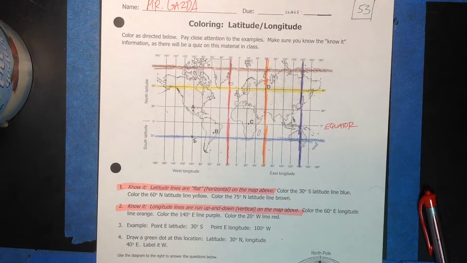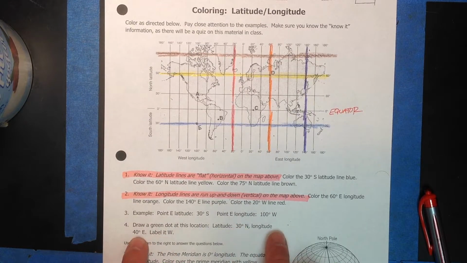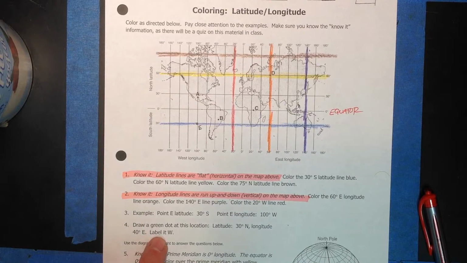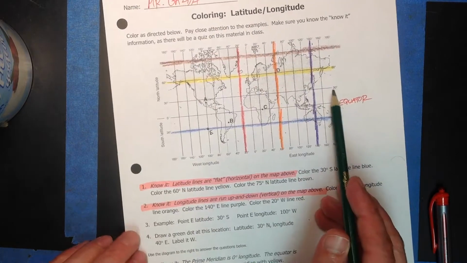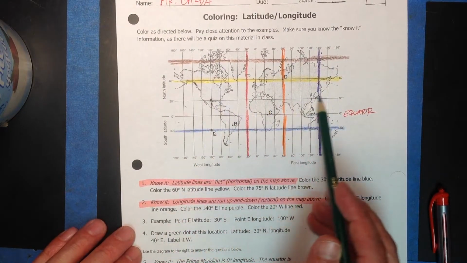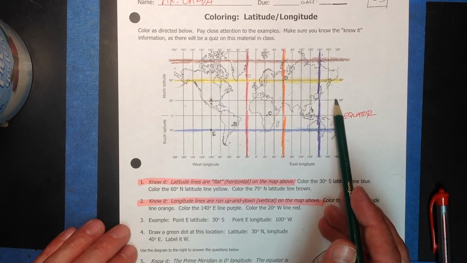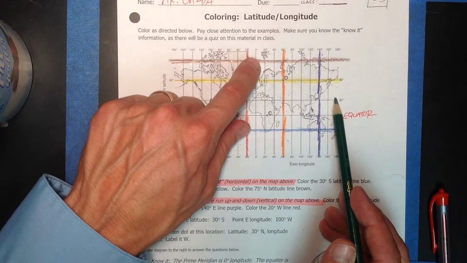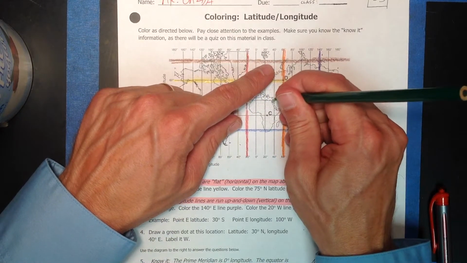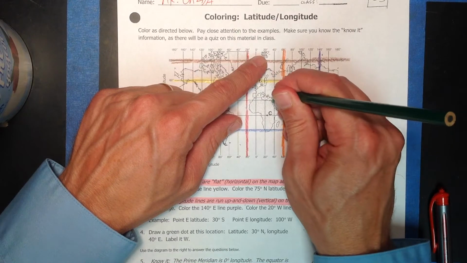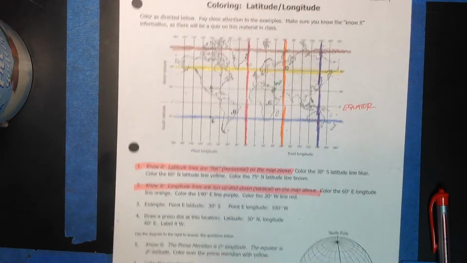So, 4, draw a green dot at this location. 30 degrees north, 40 degrees east. Green dot, label it W. Let's get green. What are we doing? 30 degrees north. So 30 degrees north is this line here. It's somewhere on this line. And then 40 degrees east. This is 0. That's 40 degrees east. Therefore, it's going to be right there. And label it W.